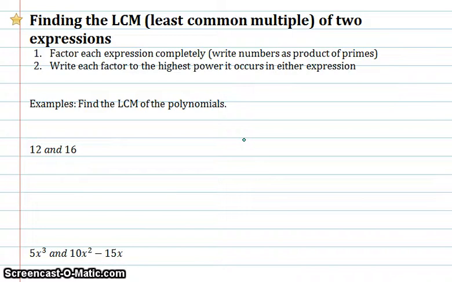To find it, we want to factor each expression completely and then write each factor to the highest power it occurs in either expression. Okay, I'm going to talk about what that means by showing you some examples. So for example, if we have the numbers 12 and 16, and we want to find the least common multiple of those two numbers.